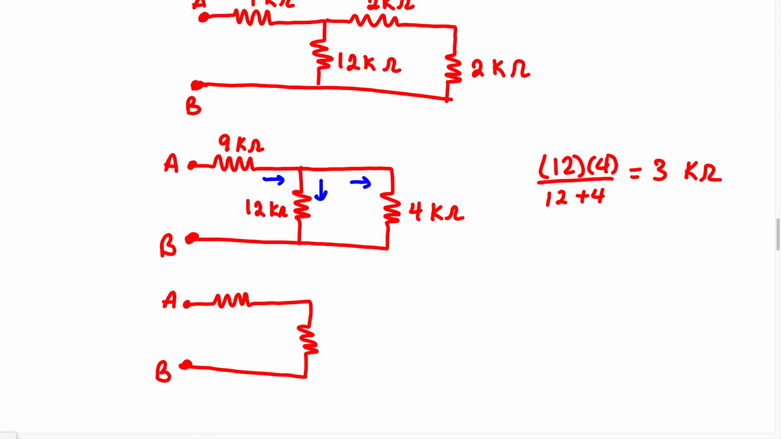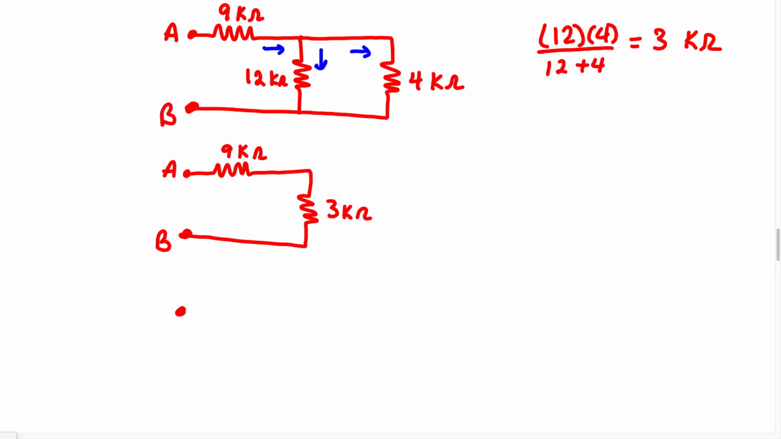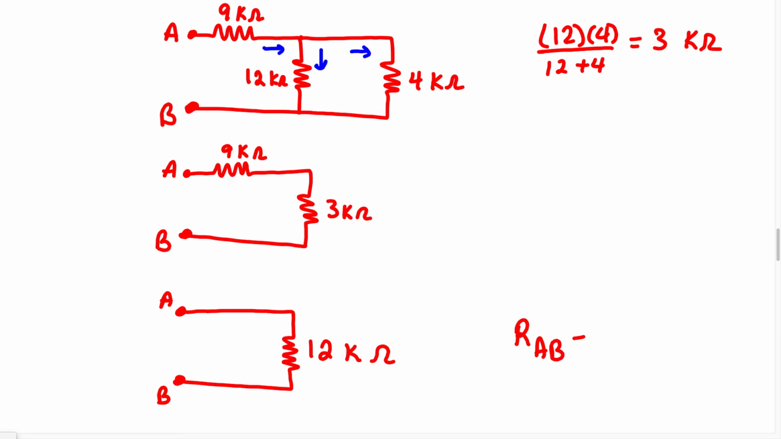We're going to have A and B. This is going to be 9 kilo ohm and 3 kilo ohm. And we know these 2 resistors are going to be in series, so we can add them: 9 plus 3 is going to give us 12. So our final circuit for the equivalent resistance looking through terminals A and B is going to be 12 kilo ohm. So our answer for this problem equals 12 kilo ohm.